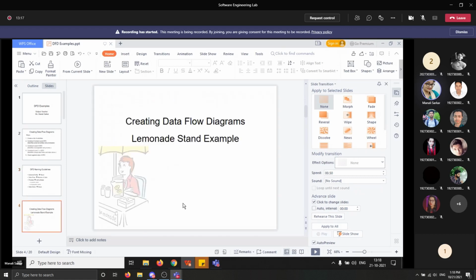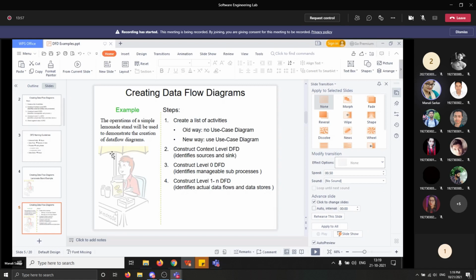So how are we doing DFD? See here, we are creating a data flow diagram of a lemonade stand example. You have seen in many movies or cartoons that they sell lemonade. There is a stand of lemonade sellers, everyone is standing in a queue, and the seller is selling the lemonade. So this is the data flow diagram of a lemonade stand.